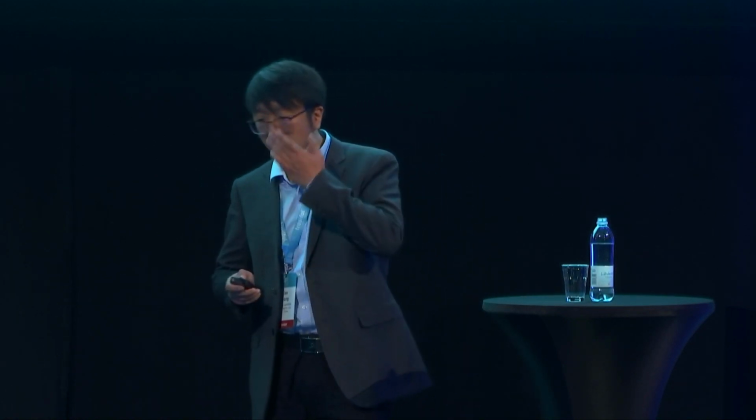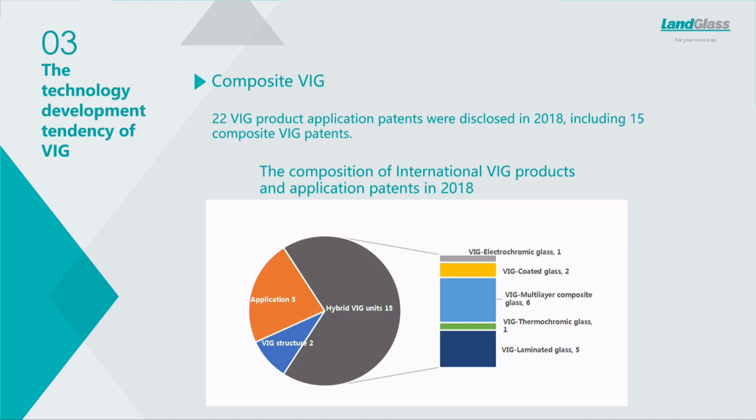Okay, here's the last one. This is the composite VIG. It's basically that VIG can be combined with other kinds of glass to have other functions. Just to give you an example, VIG combined with laminated glass can be put in facades, and then you can have safety windows. So we have done some research, and finally, okay, it doesn't work? Okay, it works. And this is the patent related to the composite VIG. So you know how many patents we found for the different kinds of VIG.